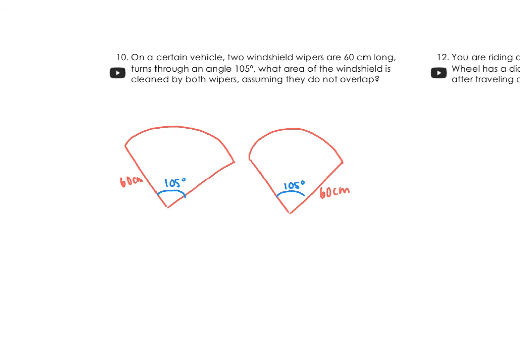So these sectors are exactly the same. I know the way I drew them, they don't look exactly the same, but they are exactly the same, which means that we can just find the area of one and then just multiply that by 2. Okay, so let's just find the area of 1. So this is going to be the fraction of the circle, so 105 over 360. Since we're trying to find area, we use pi times the radius squared. Okay, so we multiply straight across, so 105 times 60 squared. You get 378,000 over 360 pi.